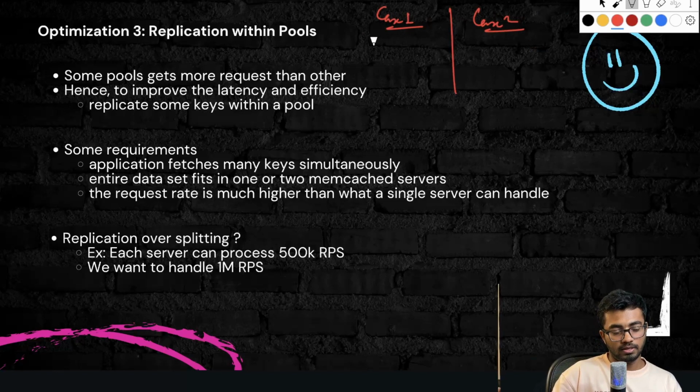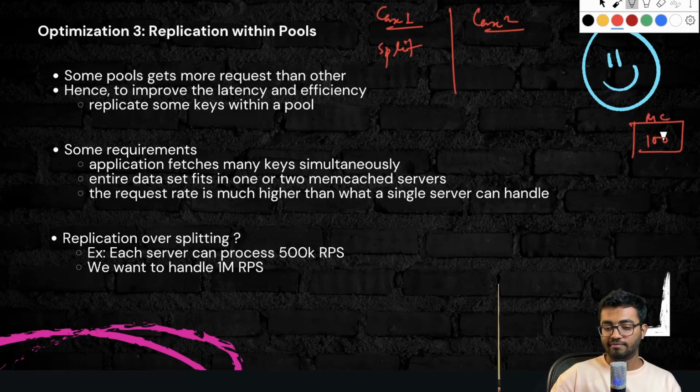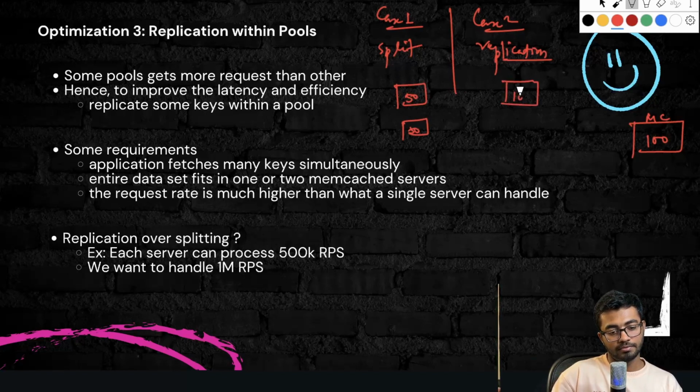Case 1 is split. That means let's assume our Memcache instance had 100 keys and the web servers were trying to fetch those 100 keys. So in this split case, we'll make 2 Memcache servers with 50 keys each. And this is replication, where we have 2 Memcache servers with 100 keys each. What is the performance difference that we get? Okay, so in this case, we have 500,000 RPS.